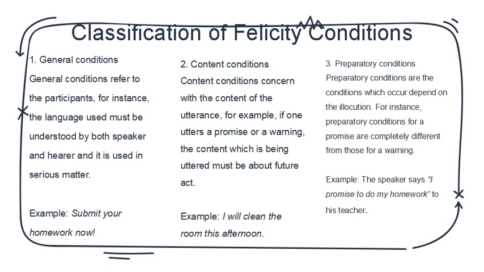The second one is content conditions. Content conditions concern the content of the utterance. For example, if one utters a promise or a warning, the content being uttered must be about a future act. For example, "I will clean the room this afternoon." Here, the speaker makes a promise to clean a room this afternoon. When he says this afternoon, it means it's not yet afternoon, it may still be morning. Also, the room being discussed is known by the hearer.